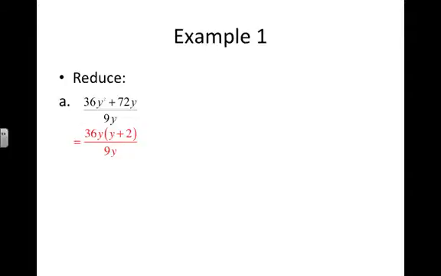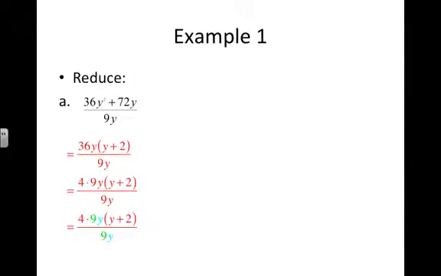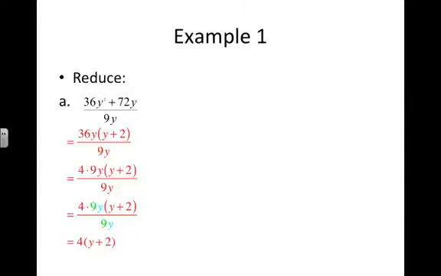Okay. So now we look at the 36y and the 9y and see what we can cancel. But first we have to think about the factors. 36y is equal to 4 times 9y. And then we have our times y plus 2, and then we have our 9y on the bottom. So then the factor 9 matches with the 9 on the bottom. The y matches with the y on the bottom, and so we can cancel both of those, and we're left with 4 times y plus 2. Now, if you wanted to write it as 4y plus 8, that's great, or you can just leave it as 4 times y plus 2.